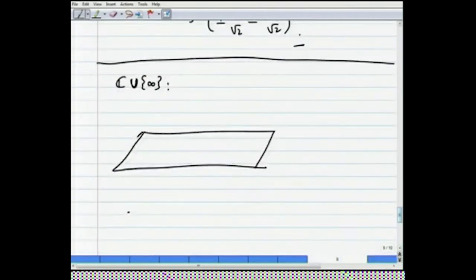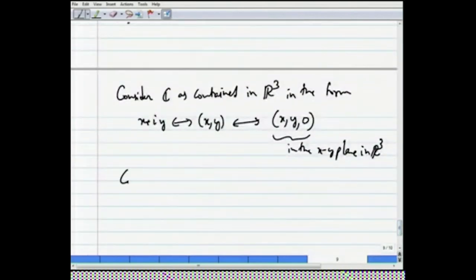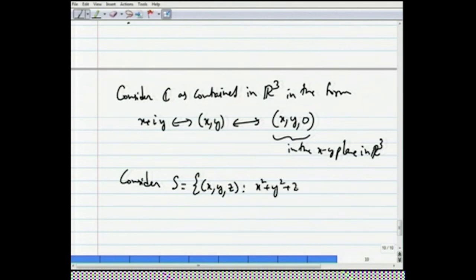So here is the xy plane in R3, and we have this z axis coming out. This is the x axis, y axis. Now what you can do is consider the unit sphere S equals the set of all x, y, z such that x squared plus y squared plus z squared is equal to 1.